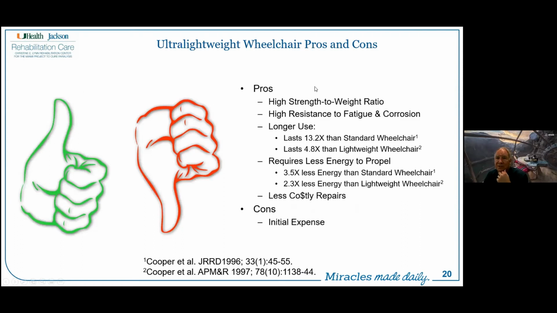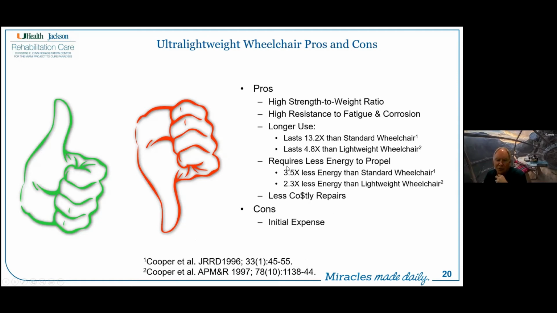So what are the pros of an ultra lightweight wheelchair? Basically, they have a high strength to weight ratio. They provide high resistance to the metal fatigue and corrosion that goes along with using a wheelchair over time. They have longer use. What does that mean? These will last 13.2 times longer than a standard wheelchair, or 4.8 times longer than a lightweight wheelchair. Okay, and this is based on materials that Rory Cooper has put together back in the mid-late 90s, and it still holds true.